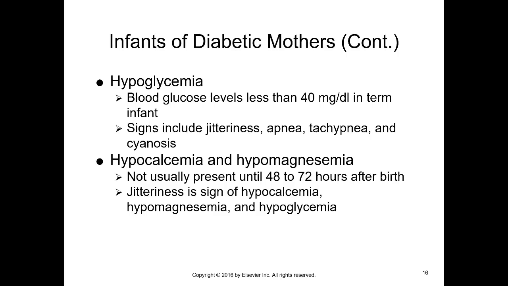They are also at risk for hypocalcemia and hypomagnesemia. These are not usually present until 48 to 72 hours after birth. Jitteriness is a sign of hypocalcemia, hypomagnesemia, and hypoglycemia. So what you have to do is rule out hypoglycemia and then move on to the other electrolytes, since jitteriness is a symptom of all of them.